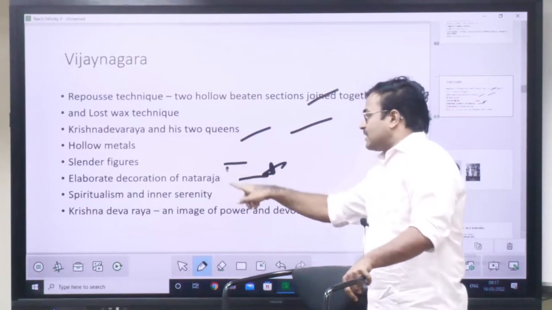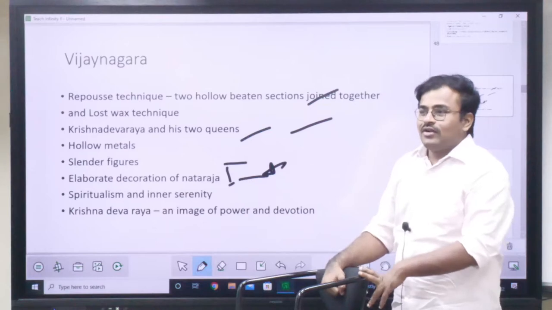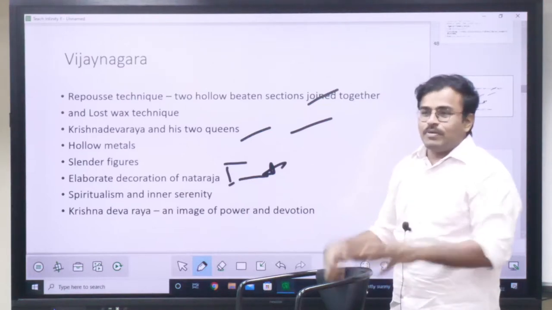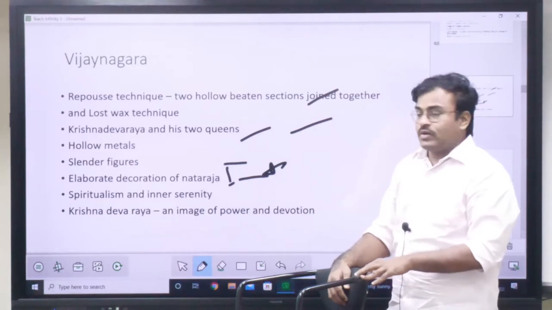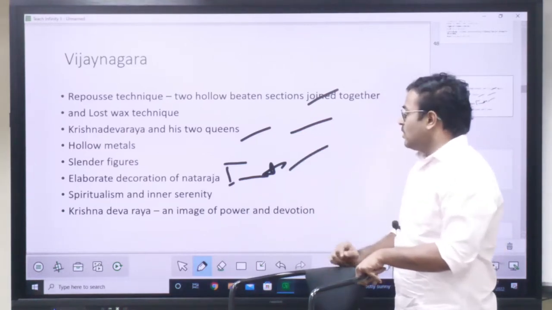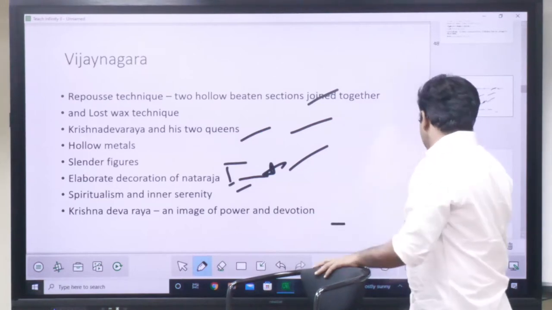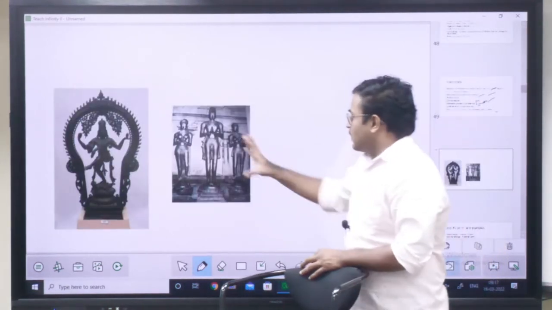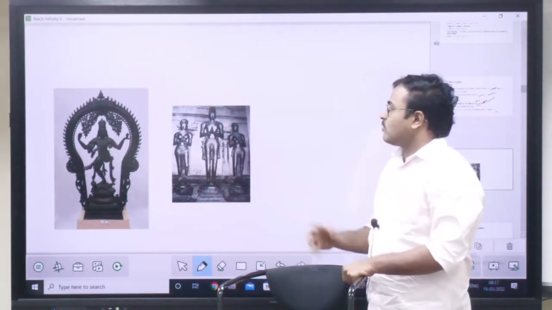This is the decline of classical tradition, whenever over ornamentation happens. Yesterday I told you about this. When people over ornament, then naturally it will not look very pleasing to the eye. So that way over ornamentation is here. But spiritualism and inner serenity are present. And Krishna Devaraya's image is shown with elemental solidity, and he is shown as an image of power.